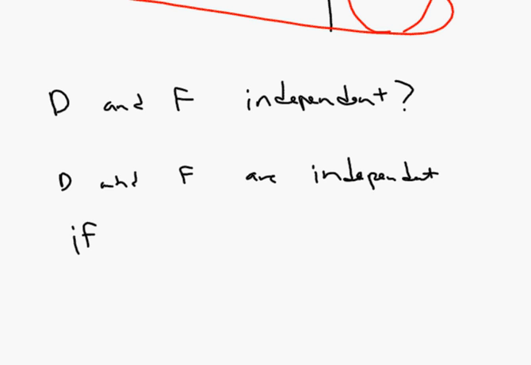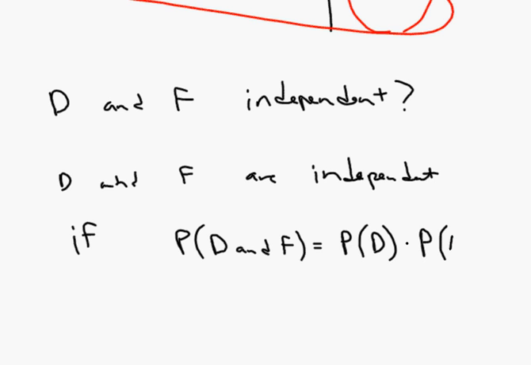if the probability of D and F equals the probability of D times the probability of F. So if that relationship holds, then D and F would be independent. So what we're going to do now is we're just going to check that. We're going to check and make sure that this relationship holds, or if it doesn't hold, we're going to say, oh, nope, they're dependent somehow.